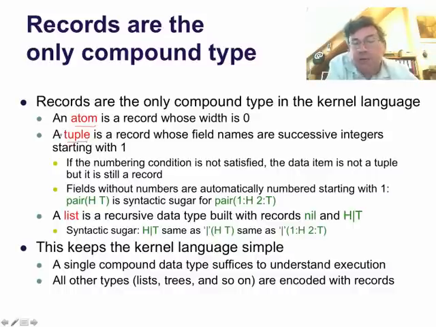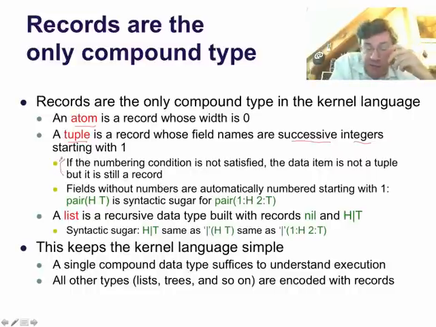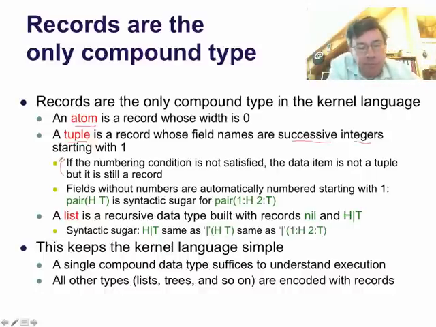A tuple is a special case of a record whose field names are successive integers starting with 1. So for example, 1, 2, 3, 4. If the numbering condition is not satisfied, if I have, for example, the fields 1, 2, 3, 5, then it's not a tuple, but it's still a record. And if I write a syntax and I don't put the field names in, they're automatically numbered starting from 1. So if I do pair H T, it's just syntactic sugar for pair 1 colon H, 2 colon T.